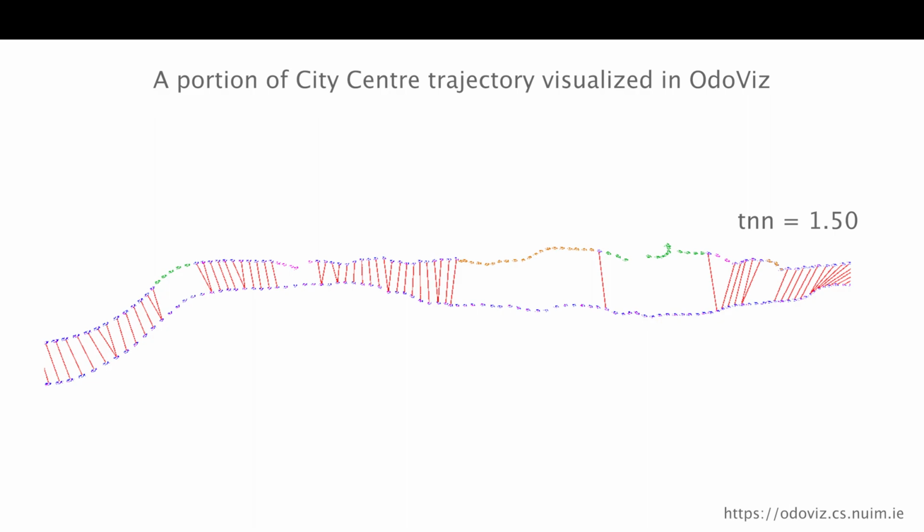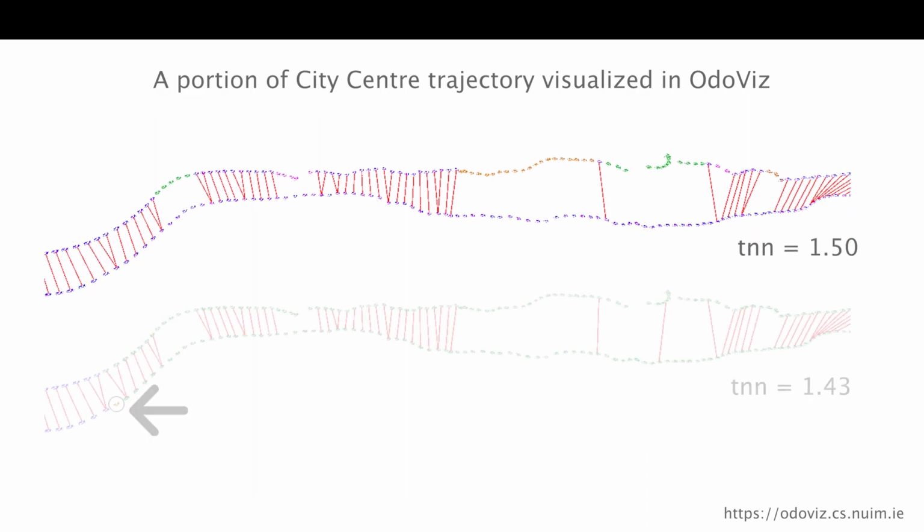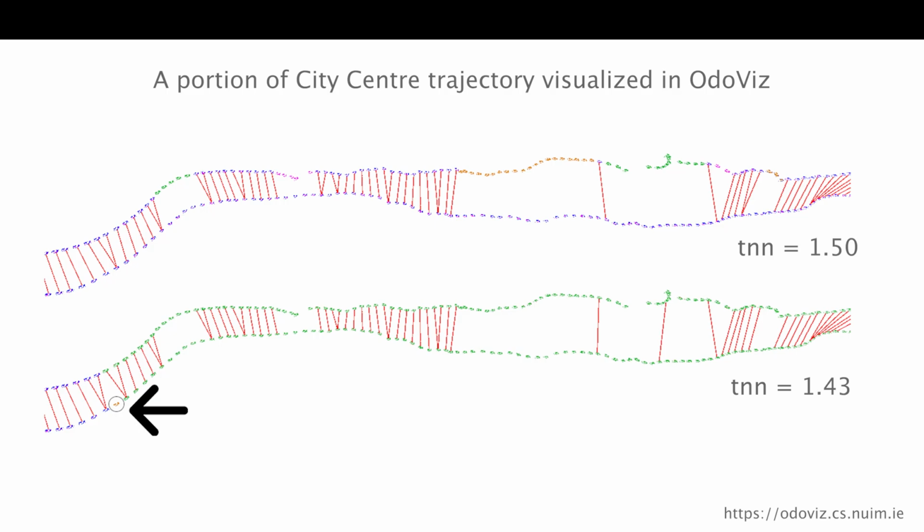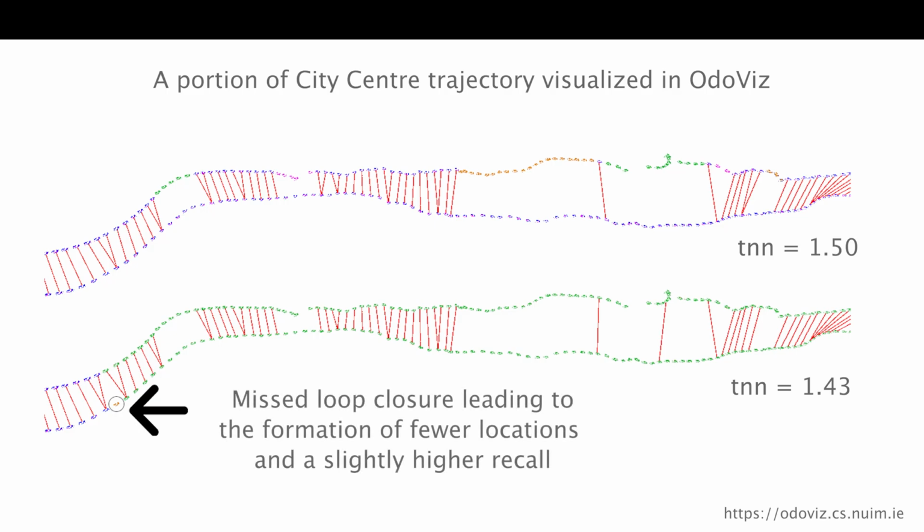We run the mapping again with a slightly lower TNN and expect to obtain more locations. However, counterintuitively, a loop closure miss resulted in the formation of fewer but cohesive locations, which in turn resulted in a slightly higher overall recall. Although this might not happen as often, it provides us with useful insight to understand the dynamic hierarchical structure.